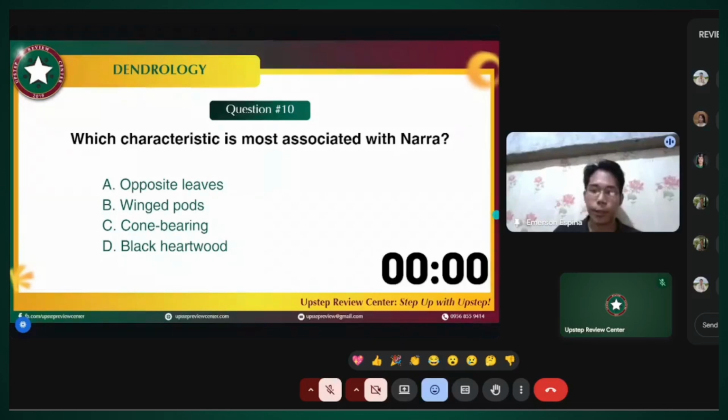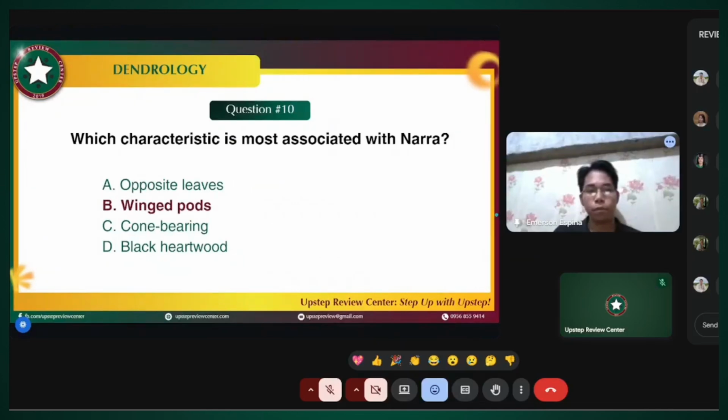Okay, time's up. Let's see. The answer is letter B, winged buds, as emphasized earlier. So again, this is the national tree Narra. You don't have to just memorize that, but you also need to memorize their scientific name and main characteristic, as well as the morphology on this portion. Many students remember only that Narra is the national tree, but also try to remember the characteristics. And one of the key is Narra having winged buds.